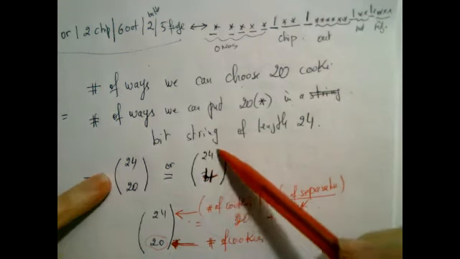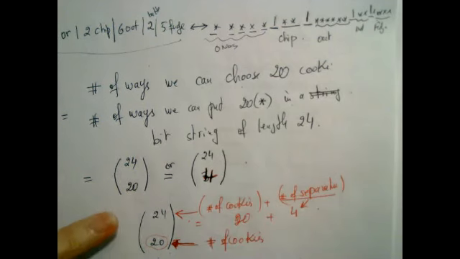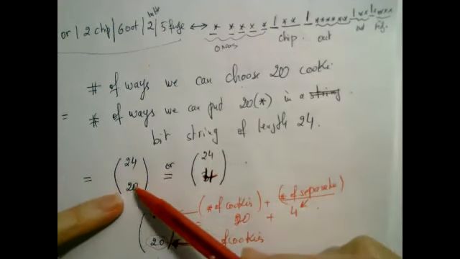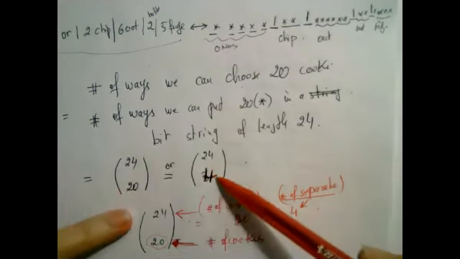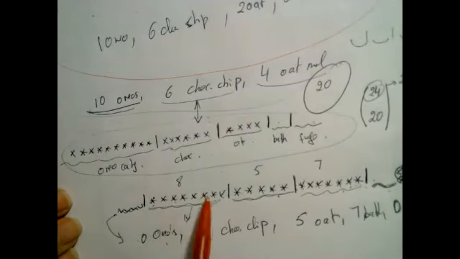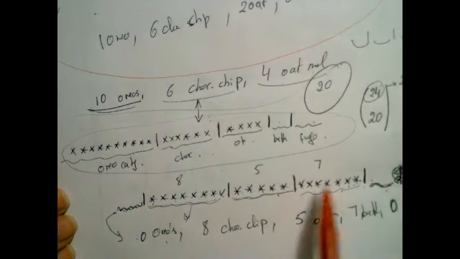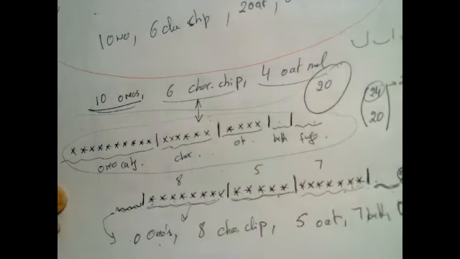And that's the same thing as choosing 4 out of 24, because as we've done this several times, choosing 20 out of 24 is the same thing as choosing 4 out of 24. And you can even think about it this way. The number of ways I can put the 20 stars is the same as the number of ways I can put those 4 ones into the string.